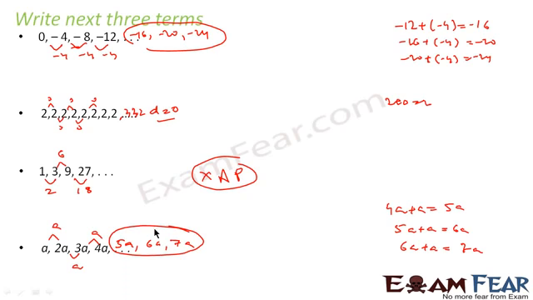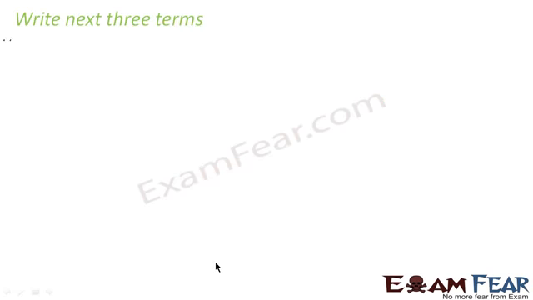Let's take some more examples. A square, A cube, A4. Here the difference will be A square minus A. Right? Here the difference will be A cube minus A square. And this difference is nothing but A4 minus A cube. And if you see, the difference is not constant. All these values are different. So this is also not an AP.